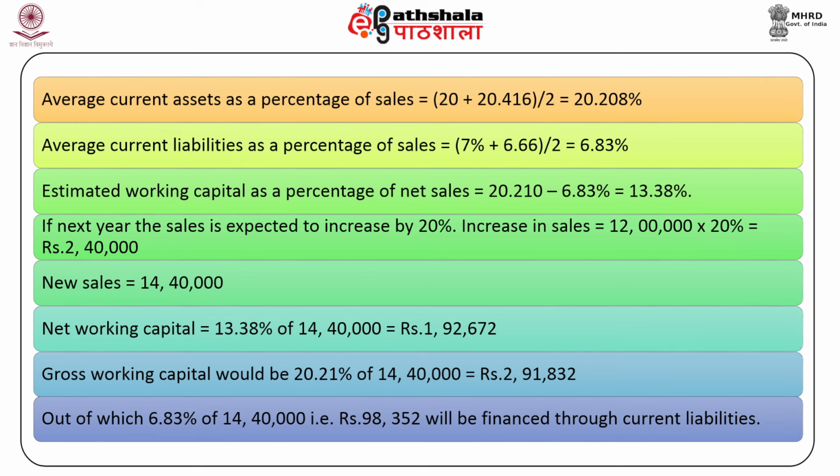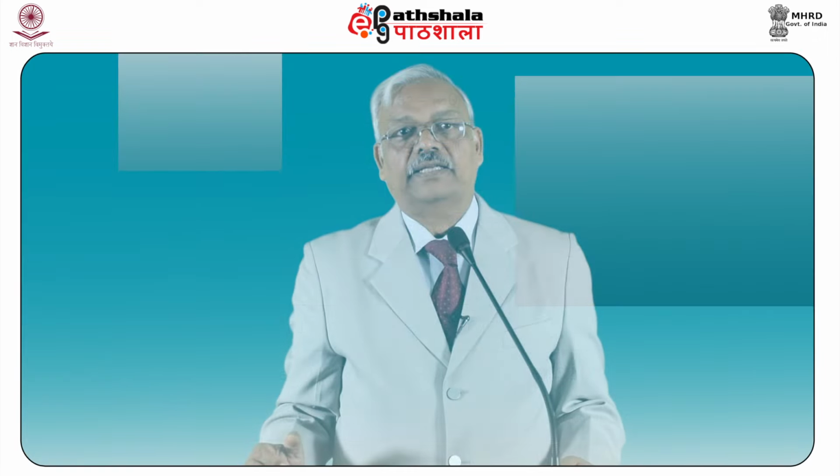Gross working capital, which is the sum of current assets, would be 20.21% of 14,40,000, which is equal to 2,91,832. Out of which, 6.83% of 14,40,000, that is 98,352, will be financed through current liabilities.